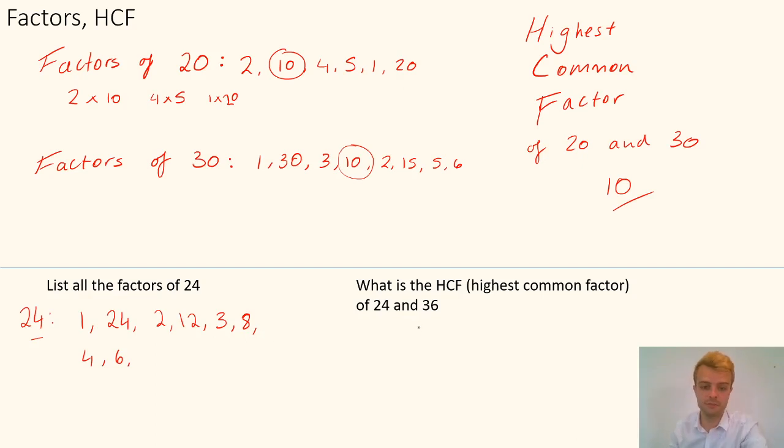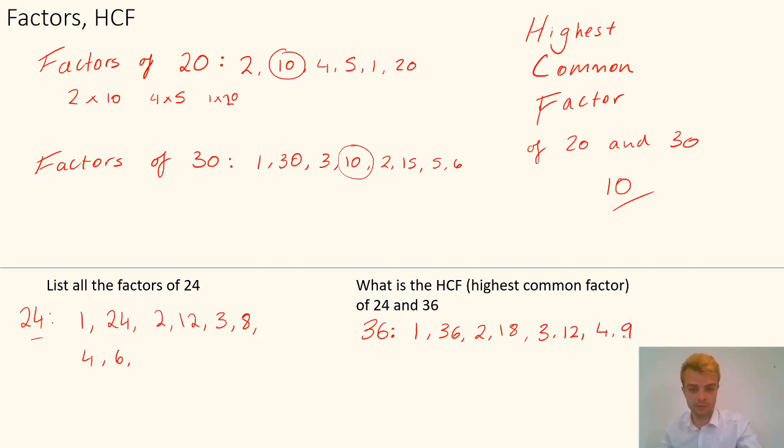The next thing we're asked to do is find the highest common factor of 24 and 36. Now, I've already got my factors of 24, so I don't have to redo that. But I am going to have to make a list of all the factors of 36. So, numbers that go into 36. 1 goes into 36, 36 times. 2 goes into 36, 18 times, so 2 and 18 are factors. 3s go into 36, 12 times. 4s go into 36, 9 times.